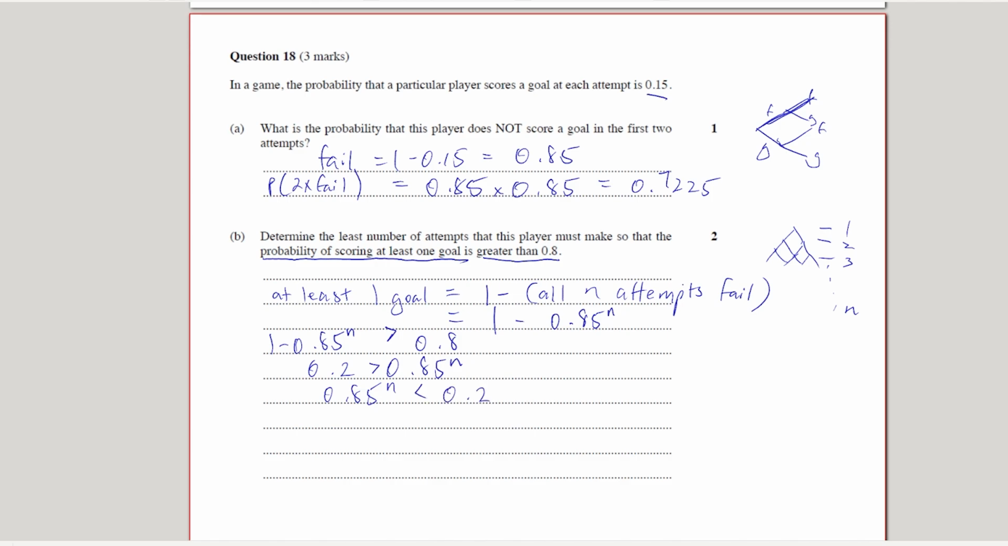So you take the ln on both sides, so n ln 0.85 is less than ln 0.2. Now the trick here is n is going to be greater than, when I divide it out, ln 0.2 divided by ln 0.85, because if you put ln 0.85 in your calculator, it's a negative number. Okay, so now if you plug this in your calculator, you get n is greater than 9.9. So therefore, you need at least 10 attempts for the probability of scoring at least one goal to be greater than 0.8.